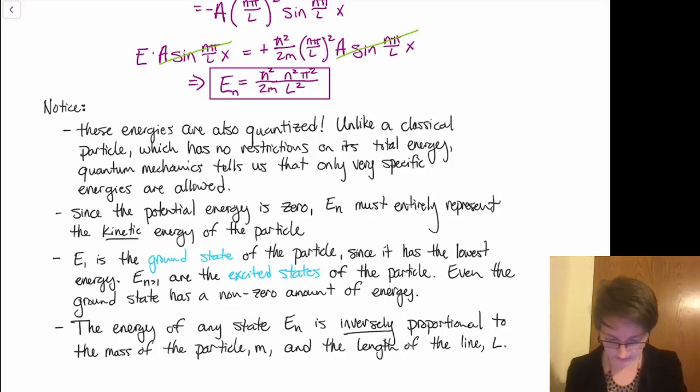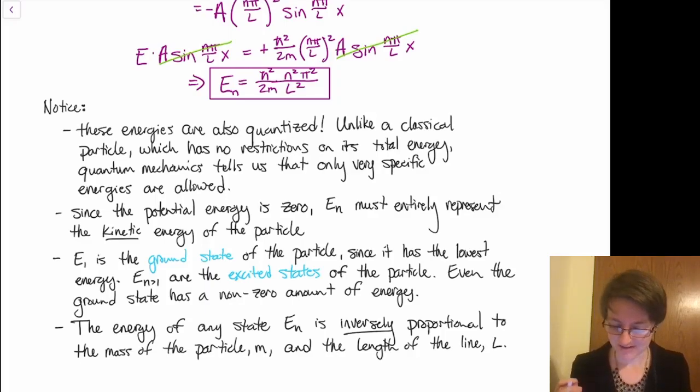The other thing that I want us to note is that we already said that the potential energy was 0. So the fact that the total energy is non-zero must mean that this energy expression, E sub n, is entirely kinetic energy that this particle has. Some terminology that we're going to use is that because my lowest energy occurs when n equals 1, that means that E sub 1 is called the ground state of the particle. And anything with E sub n where n is greater than 1, those are going to be termed excited states of the particle.